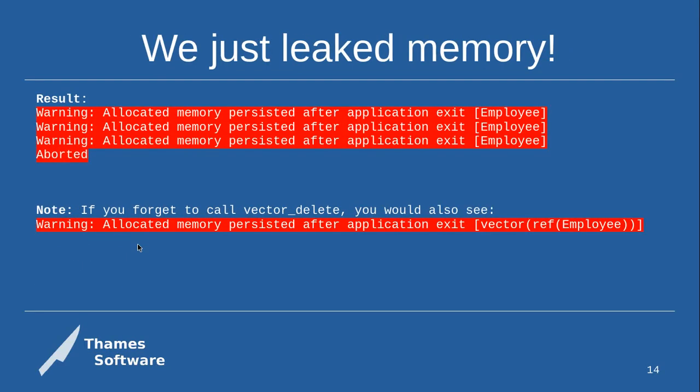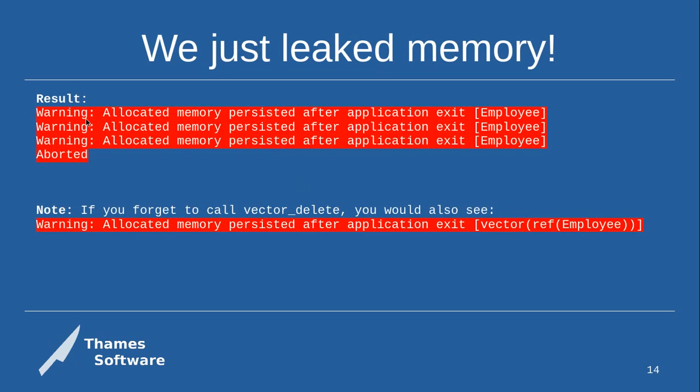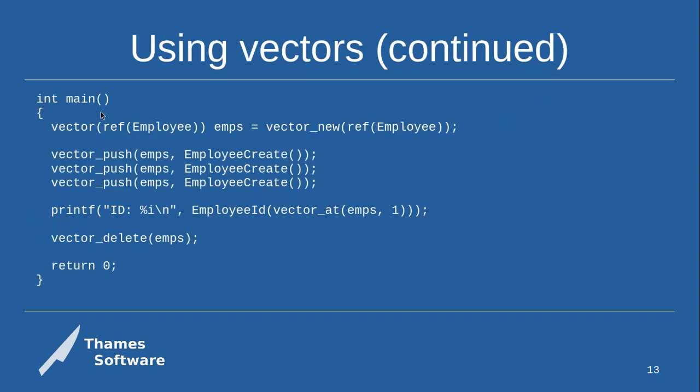So what's this example showing? Oh yeah, in this example we're deleting the vector, but we're actually forgetting to delete the employees that we pushed back. So this output is actually reminding us of that. That's quite nice because it would have been very easy to forget to delete these, certainly during this demo.